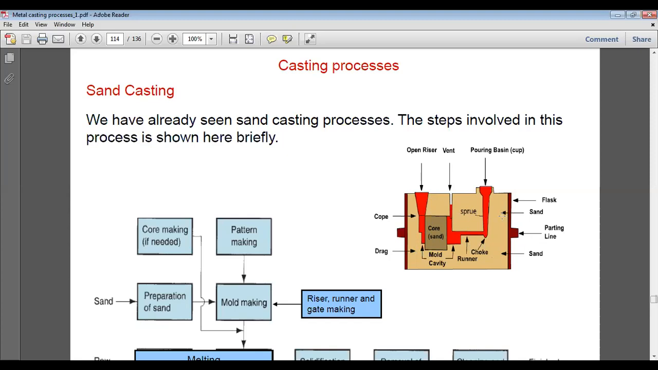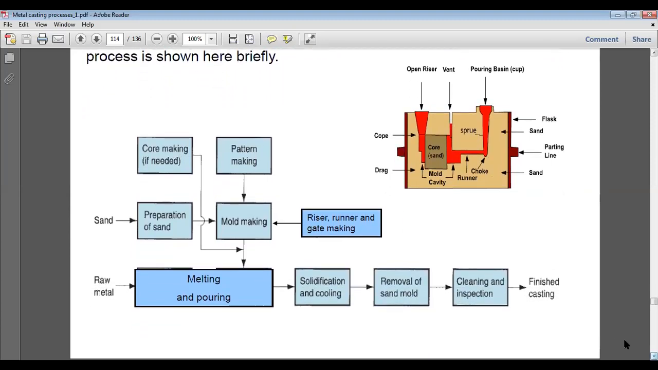As we know, molding sand is used to prepare molds. So what are the special methods of casting processes we will be covering in today's lecture? We got to know that sand casting is the casting that depends upon the mold that is made up of sand. Core making, pattern making, mold making, riser, these are the blocks. This is the block diagram that explains the step by step method.